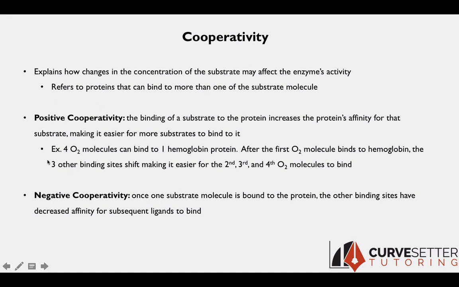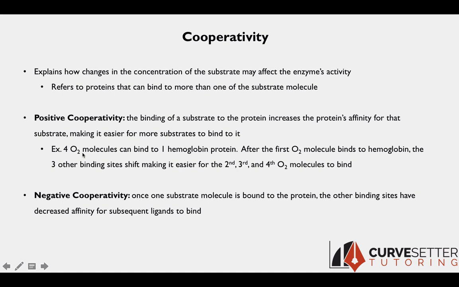So positive cooperativity occurs when the binding of one of the substrates to the protein increases the protein's affinity for that substrate, making it easier for more substrates to bind to the protein. An example of positive cooperativity, which we'll go into immense detail in a subsequent lecture, is hemoglobin. Hemoglobin is made up of 4 polypeptide subunits, and each subunit can bind to one oxygen molecule. So one hemoglobin protein can bind 4 total oxygen molecules.